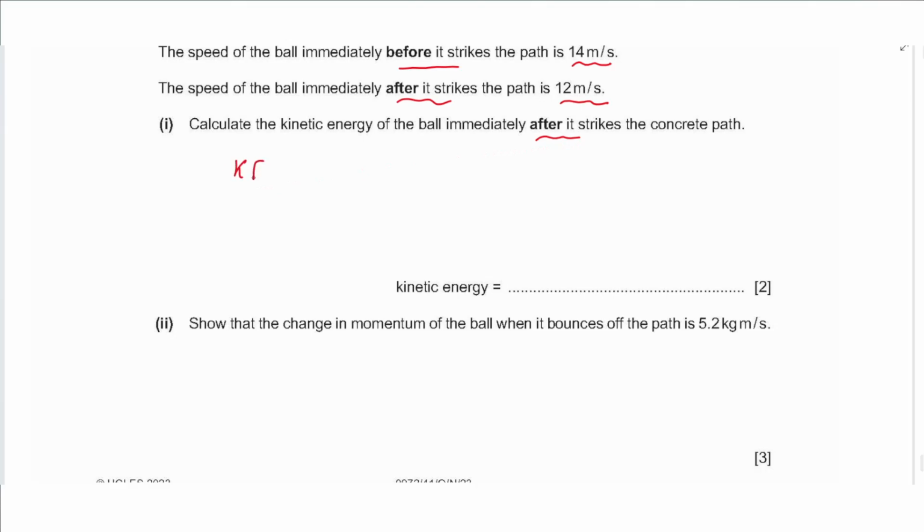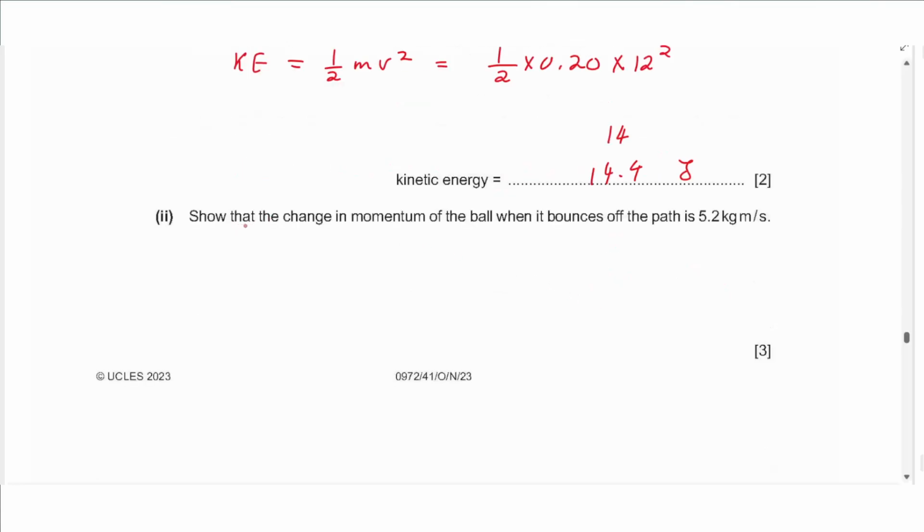So we use kinetic energy equals half mv squared. So that's half times 0.20 times the speed after it bounces, that's 12 squared. This gives an answer of 14.4, or we can approximate it to 14 joules. Part I says show that the change in momentum of the ball when it bounces off the path is 5.2 kilograms meters per second. So the change in momentum or the impulse is equal to the mass multiplied by the change in velocity, or mass times final velocity minus mass times initial velocity.